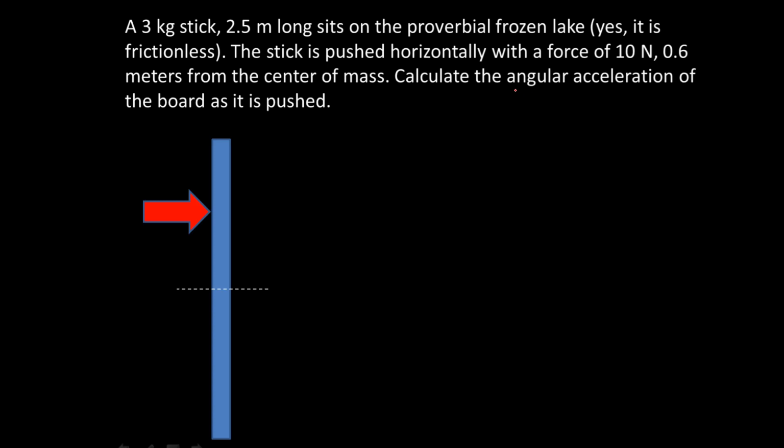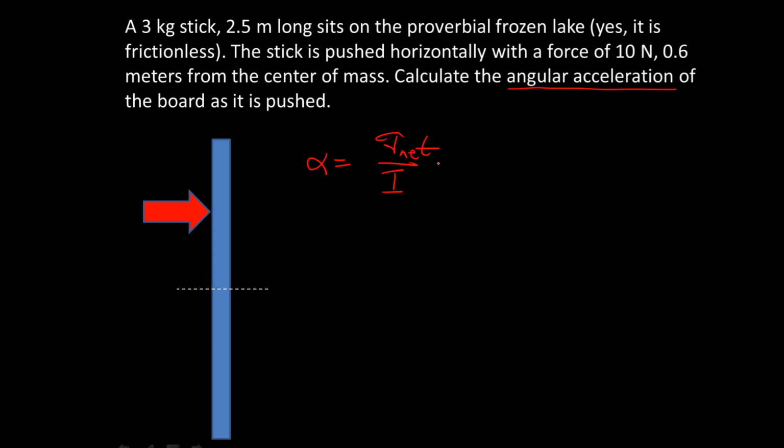So we're looking at angular acceleration. We could figure out pretty easily what the linear acceleration is. We just have our 10 newtons divided by 3 kilograms, and we get 3.3 meters per second squared for the center of mass. Now we're going to look at the angular rotation. Let's come back here. Angular acceleration is equal to our net torque divided by our moment of inertia.